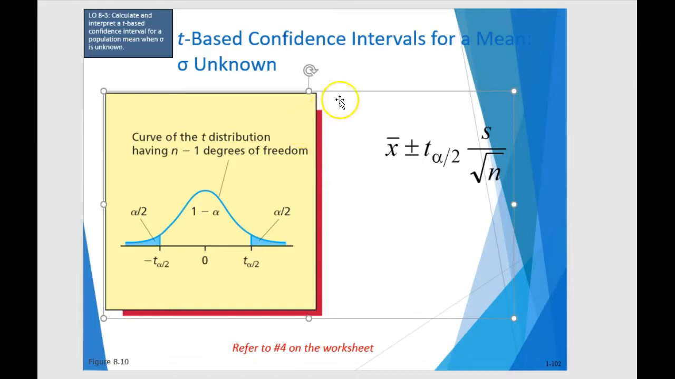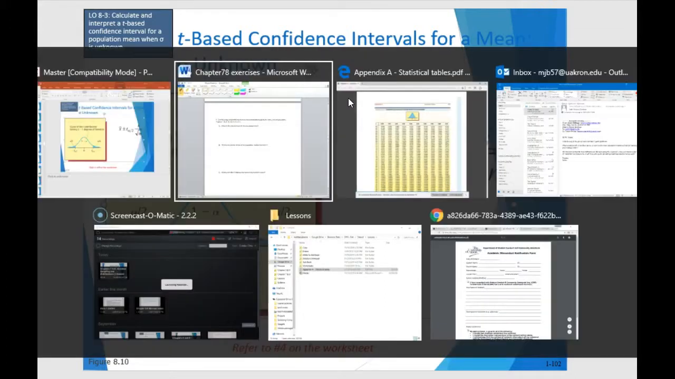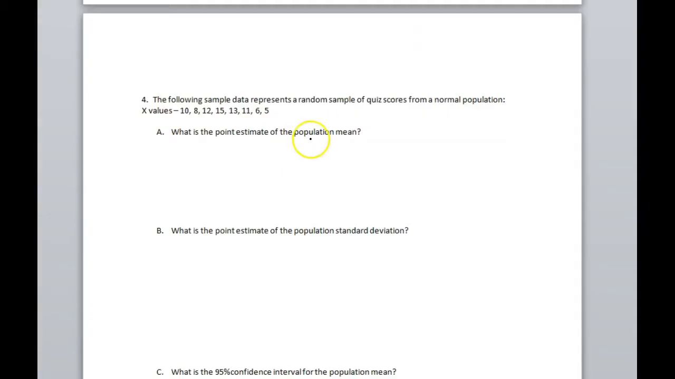Okay, let's go ahead and work on a problem with this. Refer to number 4 in your worksheet, please. The following sample data represents a random sample of quiz scores for a normal population. X values are 10, 8, 12, 15, 13, 11, 6, and 5. What is the point estimate of the population mean?